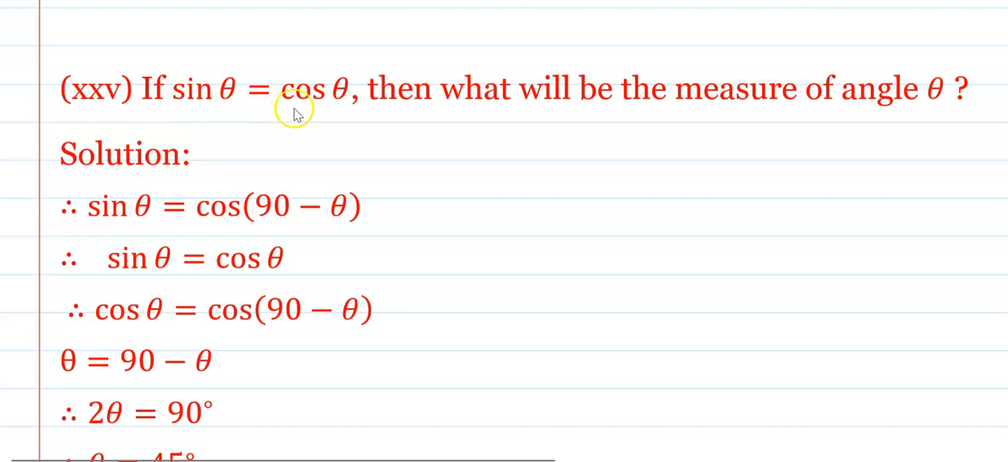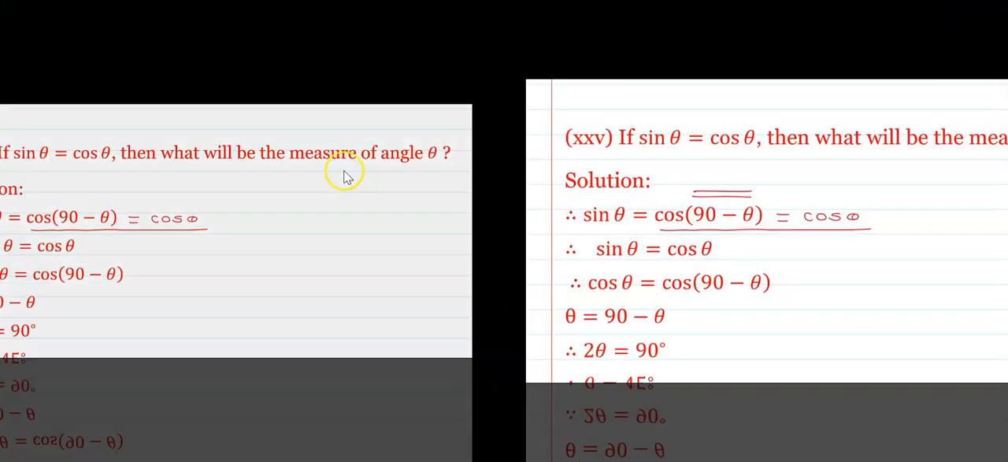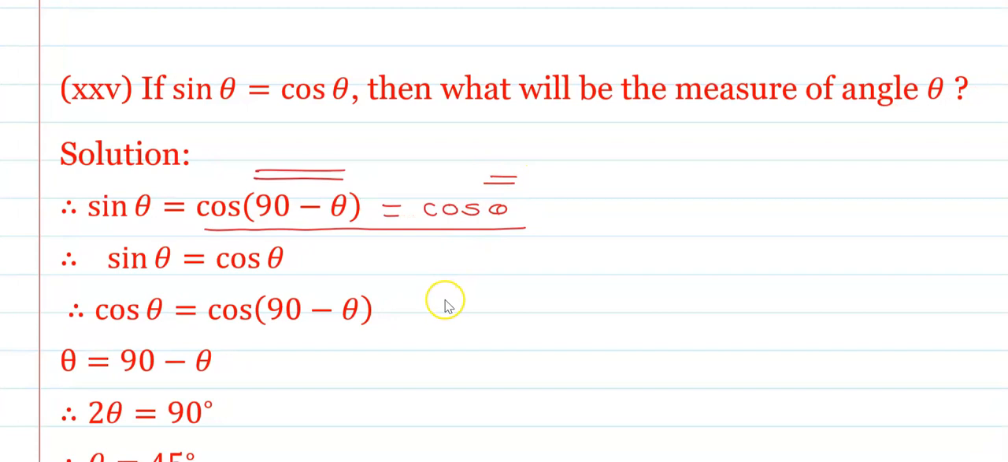If sin theta is equal to cos theta, then what will be the measure of angle theta? Now we can write sin theta is equal to cos of 90 minus theta. But we have sin theta is equal to cos theta. Therefore, this sin theta is replaced by cos theta. It means that cos of 90 minus theta is equal to cos theta. It means that these two angles are the same.